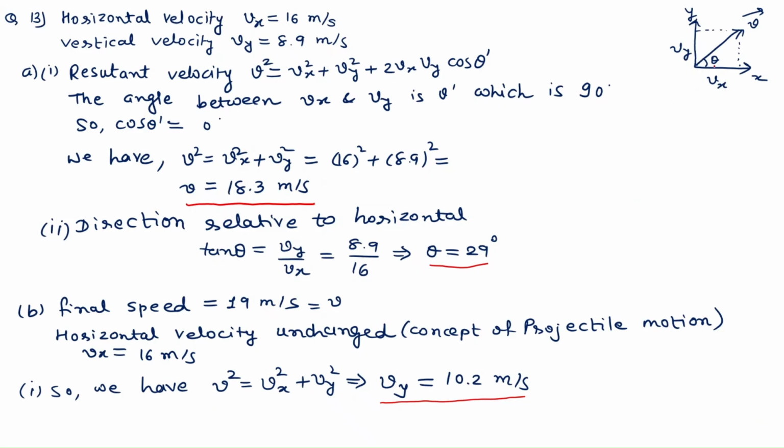They mention here that theta is relative to the horizontal direction. If they ask for the angle or the direction with respect to the vertical direction, then we have to do 90 minus theta, which means 90 minus 29 degrees. Okay, it can be asked like this also.